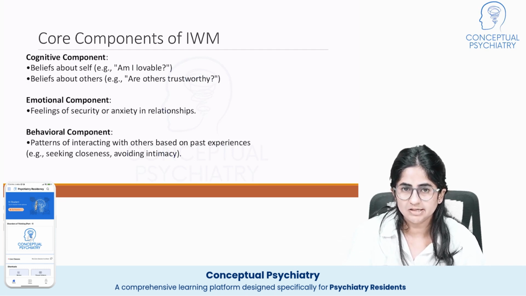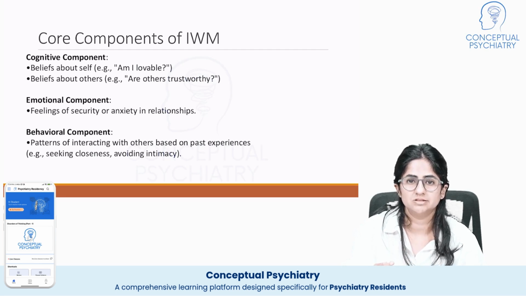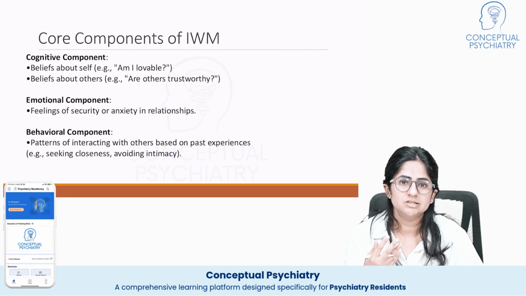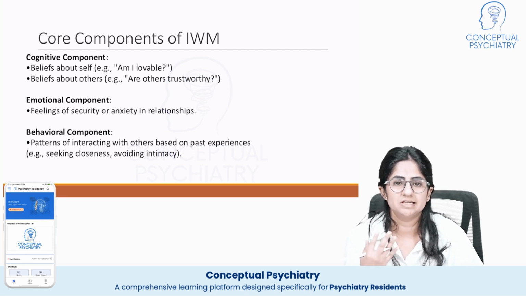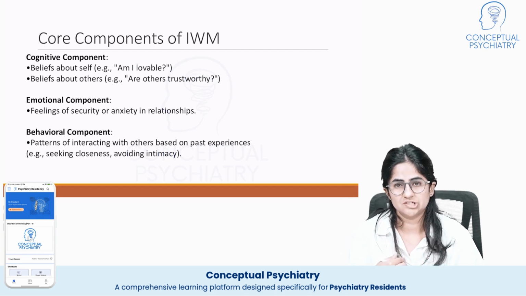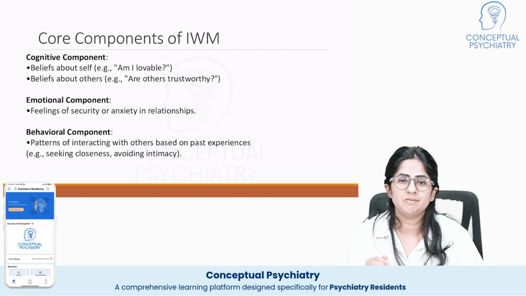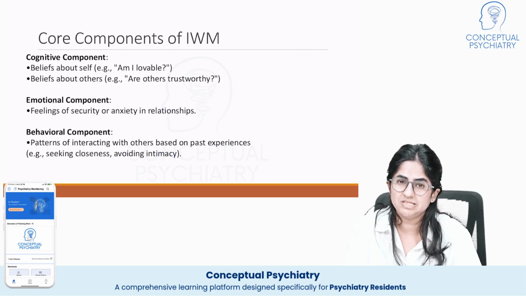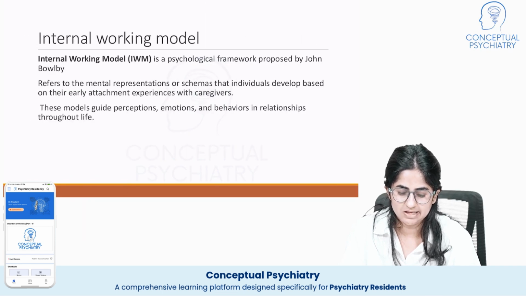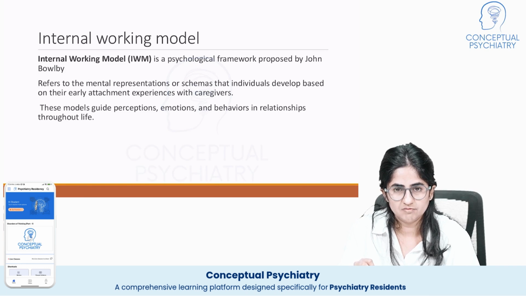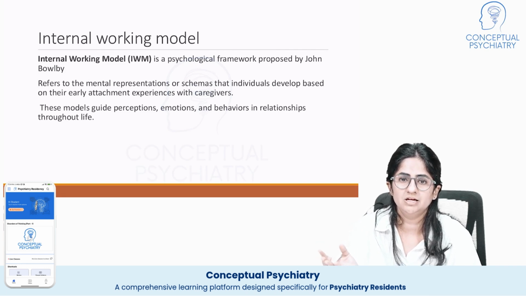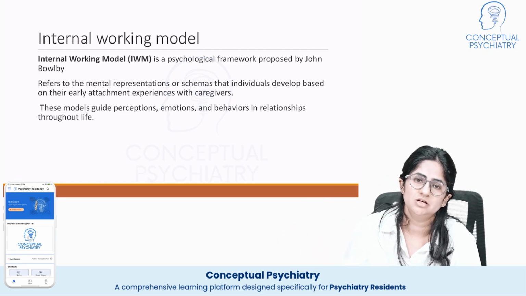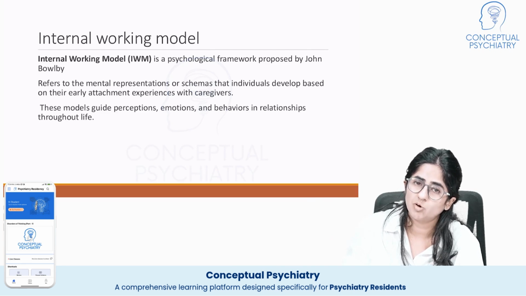The cognitive component includes beliefs about self and beliefs about others. Am I lovable? Are they trustworthy? Questions like that. The emotional component includes the feeling of security or anxiety in a relationship, right? How do they feel when they get into a relationship? The behavioral component includes patterns of interacting with others based on past experiences, such as some of them will avoid intimacy, some of them will seek excessive closeness. So things like that are a part of the internal working model, in which the mental representations or schemas based on their attachment experiences with their caregivers are stored, and that will determine the relationship and how the bonds will be formed later.